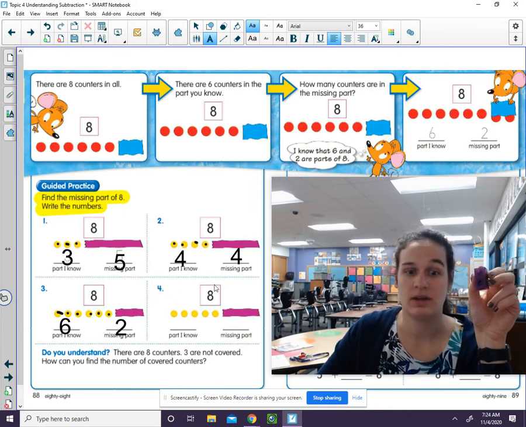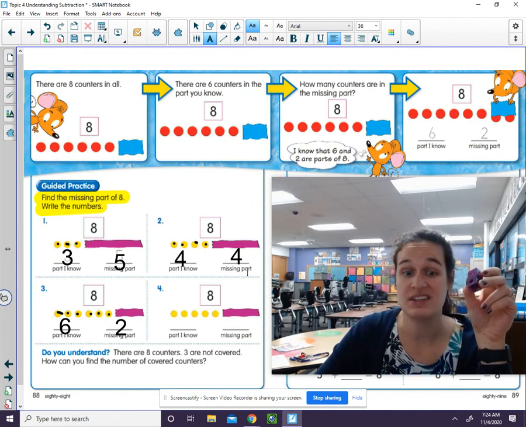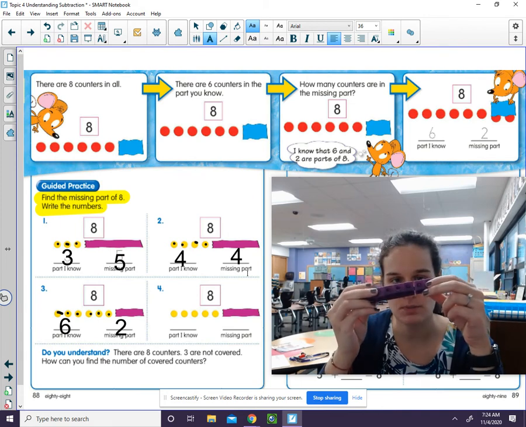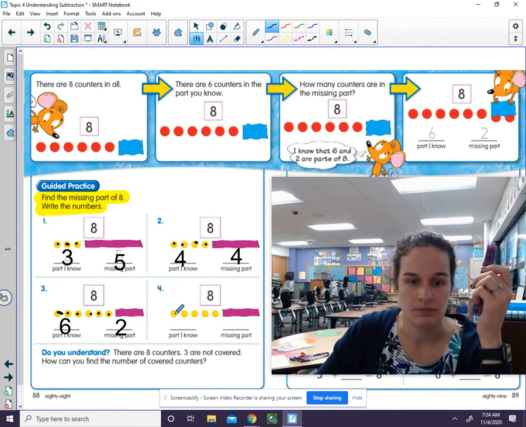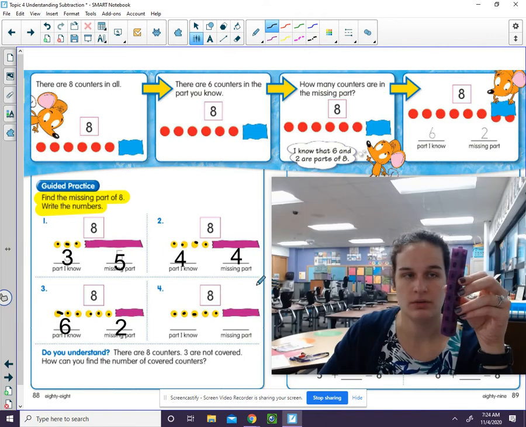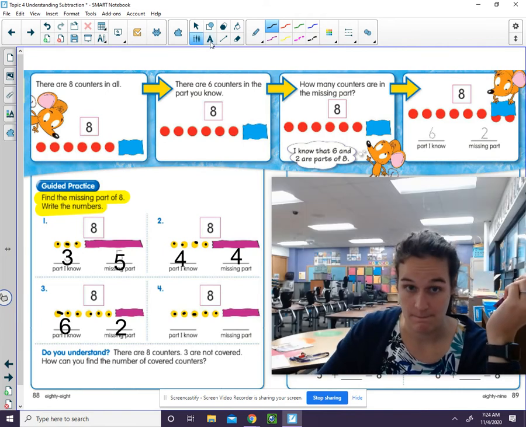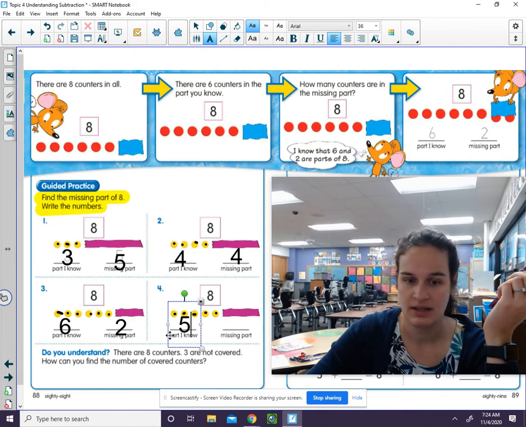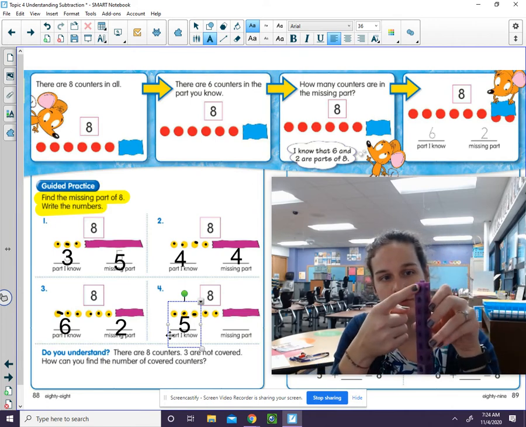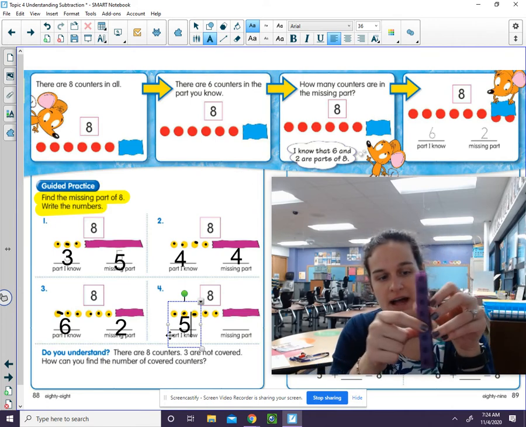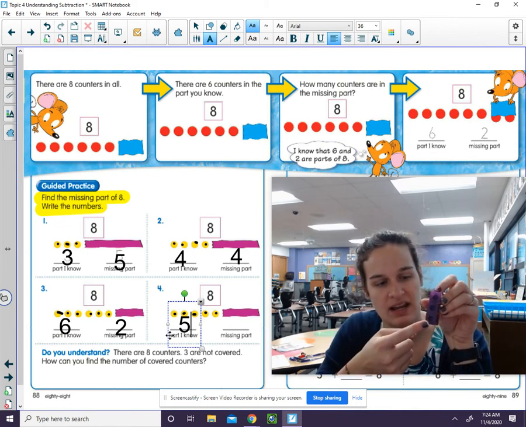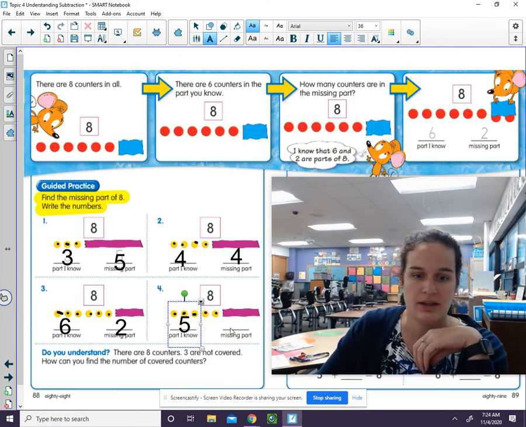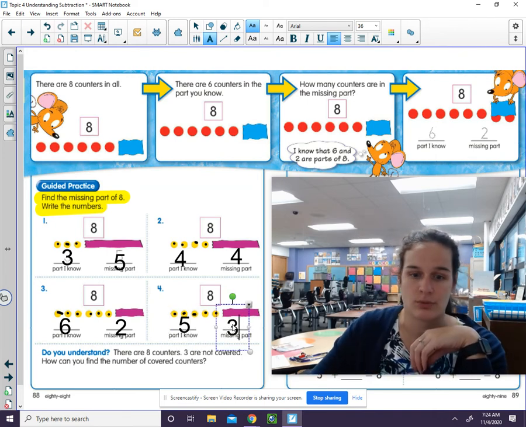Okay, last one. Again, it says the part I know is 8. So I'm going to put all 8 cubes back. So here are my 8. Let's count the part I know here. 1, 2, 3, 4, 5. So we're going to write 5 so we don't forget. And then I'm going to go ahead and take 5 cubes off. 1, 2, 3, 4, 5. So that's the part I know. Now let's take a look at the missing part. Well, the missing part for 8 is 1, 2, 3. So the missing part is 3.